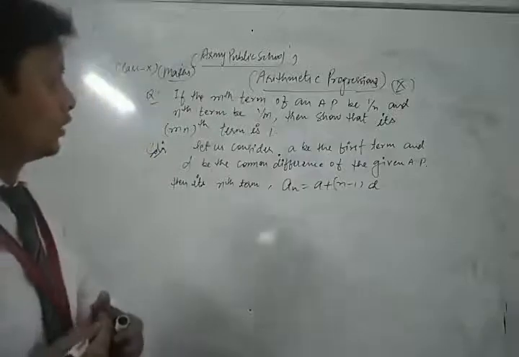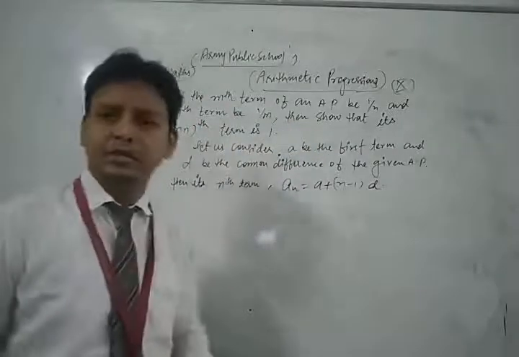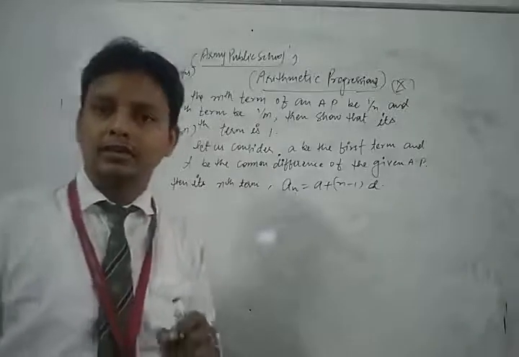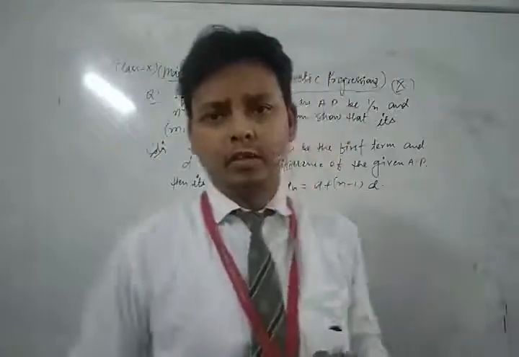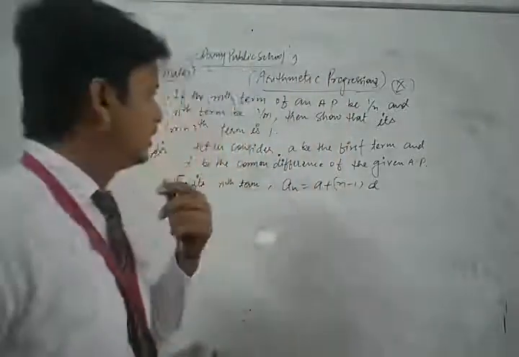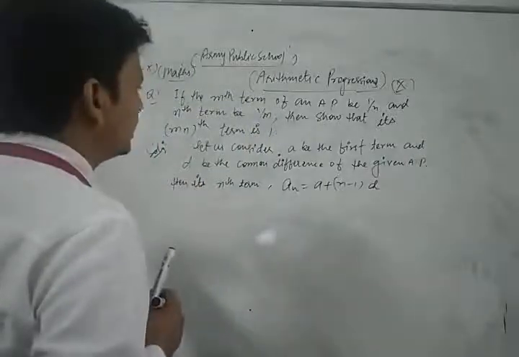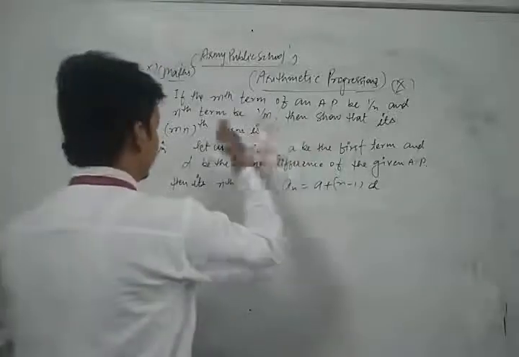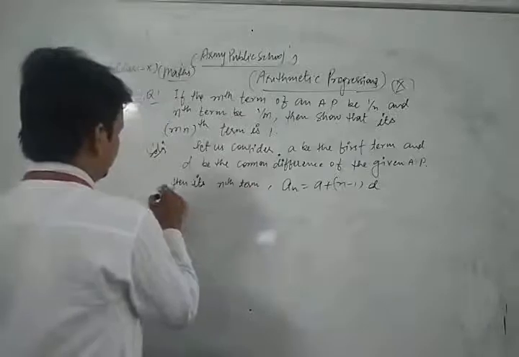Now according to the question, we have to show that its mnth term is 1. So first of all we find the values of the first term a and the common difference d. After that we can solve the question. Now we have to show that its mnth term is 1.